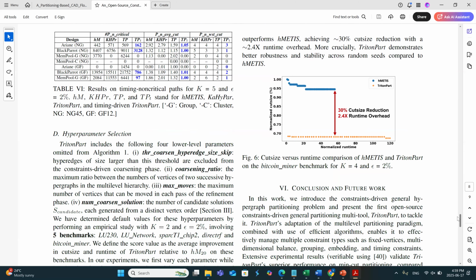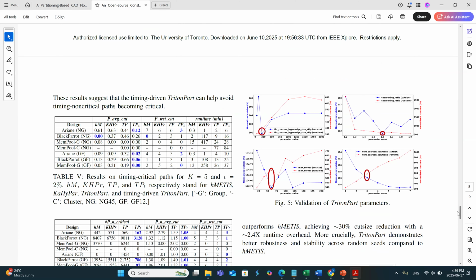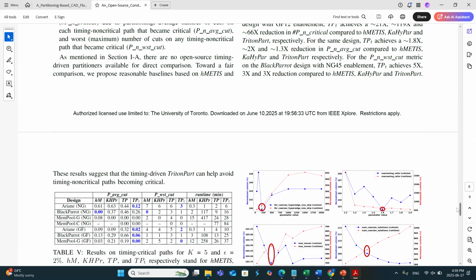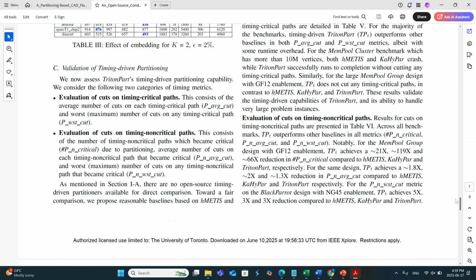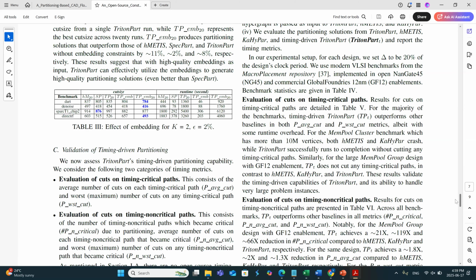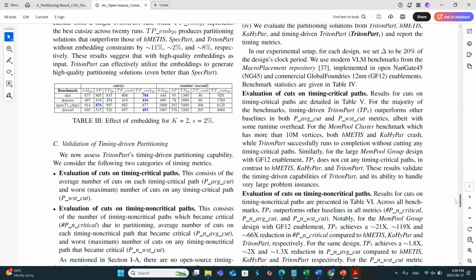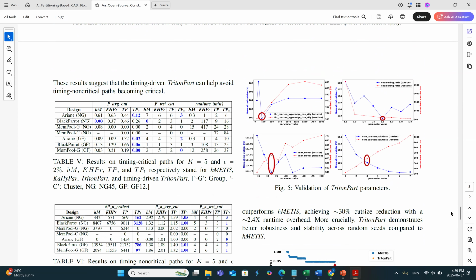Was this tested on FPGA or an ASIC? Well, they're not testing on either. They test on the Titan benchmarks actually. I noticed that's one of their main benchmark suites. But they also test on some other ones, REN, which I don't know, but I think that's an ASIC focused one. And then they don't put it on an FPGA or an ASIC, they just evaluate the quality of the partitioning.